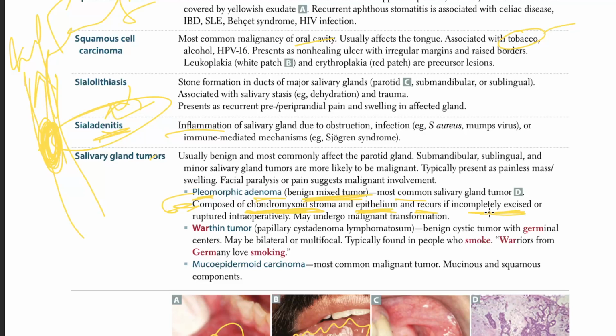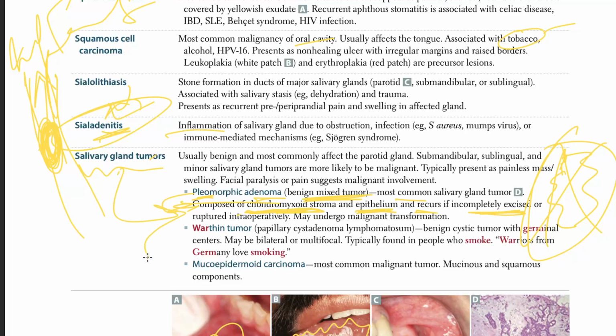So this pleomorphic adenoma, you just think about this as a mixed tumor. What is the mixed meaning? You have epithelium and also the chondromyxoid stroma. And you have to cut all its margins. It has irregular margins, so only an expert can cut it. Otherwise, if you're an incompetent surgeon, you're not going to cut it right, so it's going to recur. But if you cut it in a perfect way, it's not going to recur. Pleomorphic adenoma is the most common salivary gland tumor.